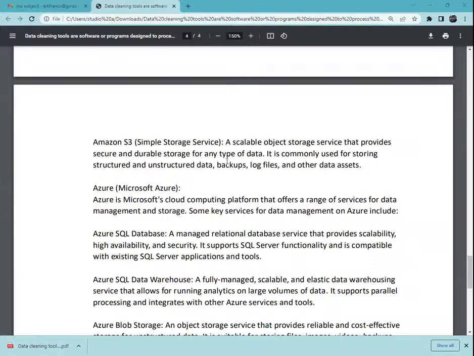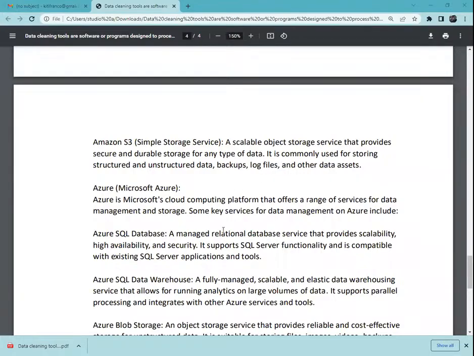And at the simple storage service, you can store whichever data, either structured, the one that has columns, etc., or even the one that is unstructured. Most importantly, this simple storage service has strong backup systems. It has log files, etc. And then we have the famous Azure by Microsoft.